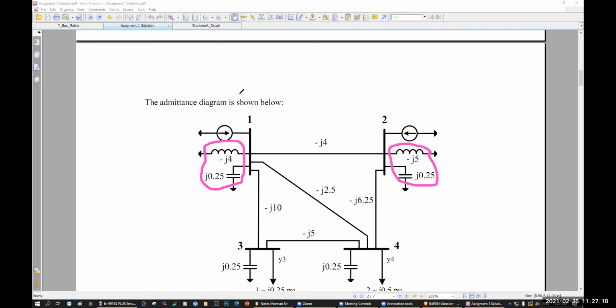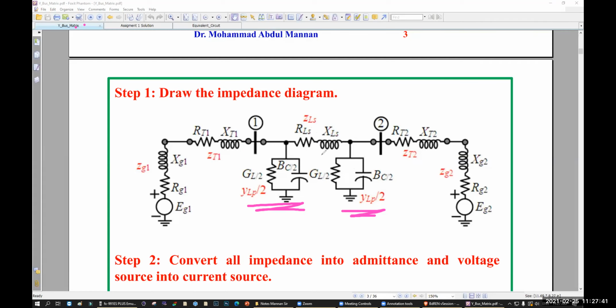If your model is pi model, divide the shunt admittance by 2. If you think of going to T model, do not divide this, rather divide this by 2. Yes, sir. But remember, normally we go for what? Okay, understood? Yes, sir, understood.